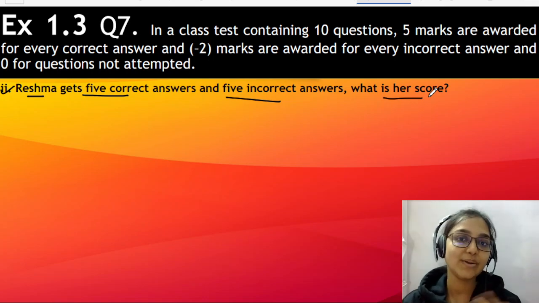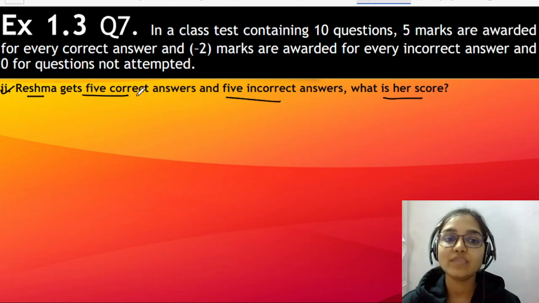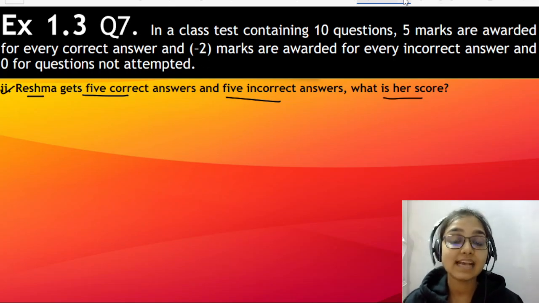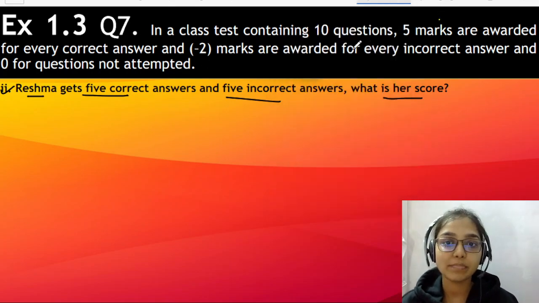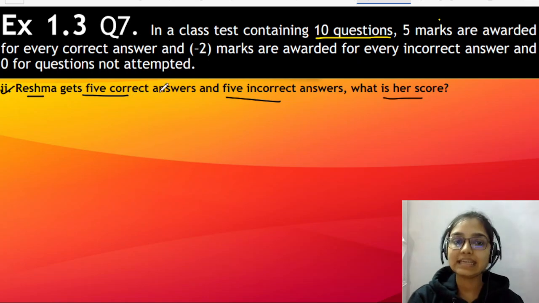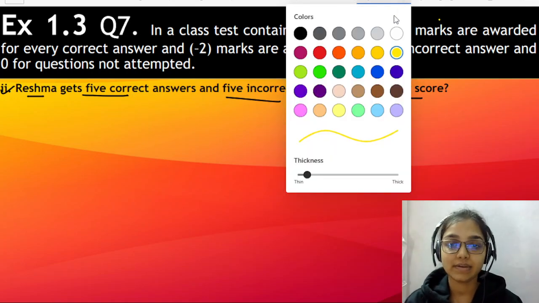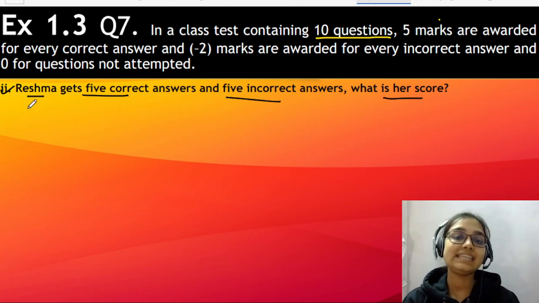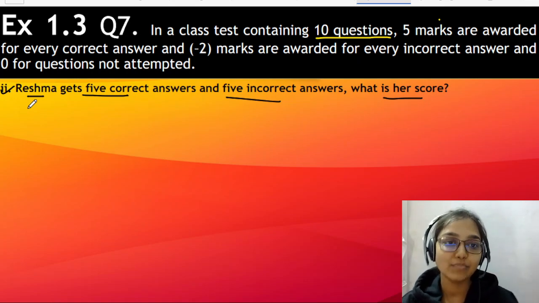What is going to be her total score? Over here also we can see Reshma has attempted all the 10 questions that have been given in the question paper, out of which she has given half correct, half incorrect answers. Let's find the total in a similar manner. What we can do is change the statement that we are using, and this way we can practice writing statements in more ways.